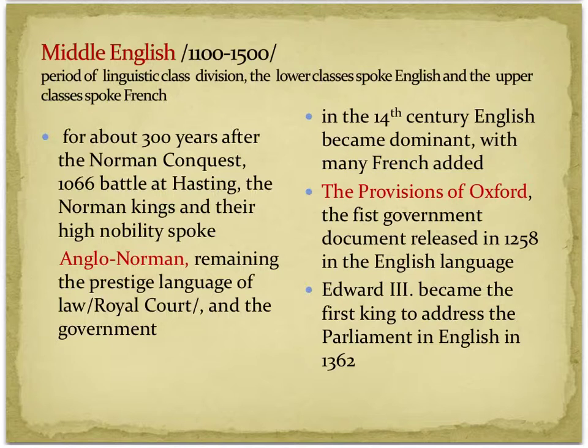1066 battle at Hastings, the Norman kings and their high nobility spoke Anglo-Norman, remaining the prestige language of law, royal court, and the government. However, in the 14th century, English became dominant, with many French words added. The Provisions of Oxford, the first government document released in 1258 in the English language, and Edward III became the first king to address the Parliament in English in 1362.